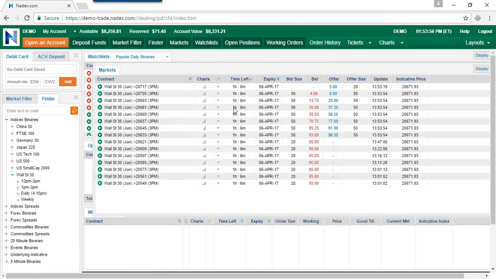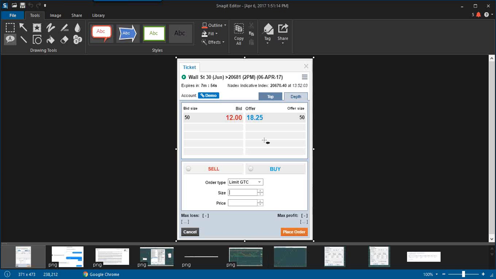20,681, with an hour and 6 minutes until expiration, is priced at what? $37. I can buy it for 37, sell it for 30. The mid price is about 34. So there's about a 34% probability here compared to a 15% probability here. Twice the probability. Everybody, that makes sense? Double the percentage of probability.